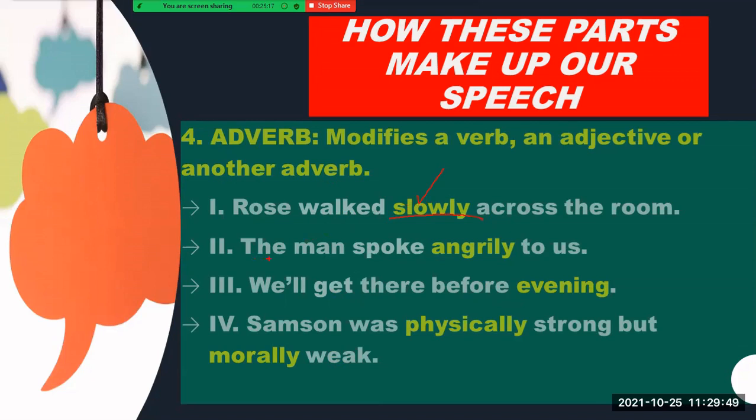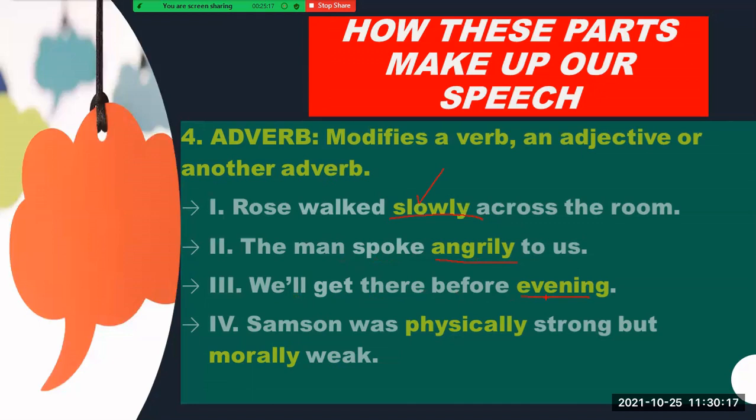Now, example, the man spoke angrily to us. Angrily is another adverb of manner. It shows us the manner of speaking that the man made, how he spoke. He spoke angrily to us. Example, we will get there before evening. The adverb here is evening, and it is an adverb of time.